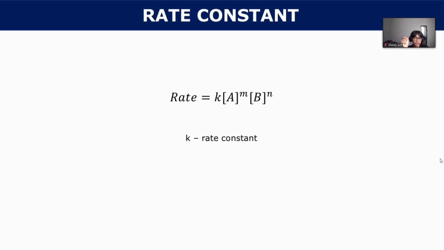Let's start with a little review from last time. We know from our rate law that the rate is going to equal k, which is the rate constant, times the concentration of A to some power m, which is the order of A, times the concentration of B to the power of n, which is the order of B.